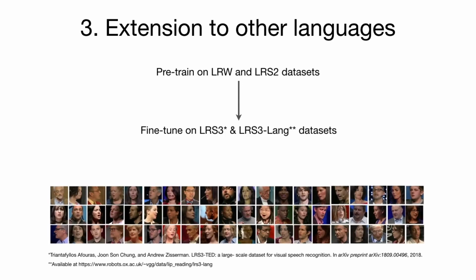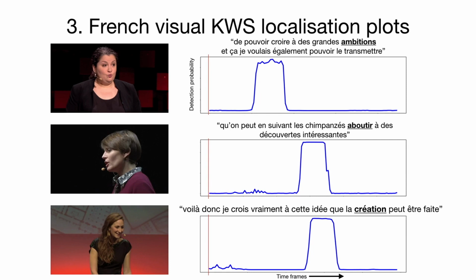Finally, we generalize our model to other languages. We fine-tune the pre-trained models on the LRW and LRS2 datasets on LRS3 and LRS3 Lang, which are audiovisual datasets built from TED Talks. LRS3 is an English-spoken dataset, and we select French and German subsets from the multilingual LRS3 Lang dataset. We next show examples in French and German. Note that although the input to the model in this case is visual only, audio is included here for clarity.